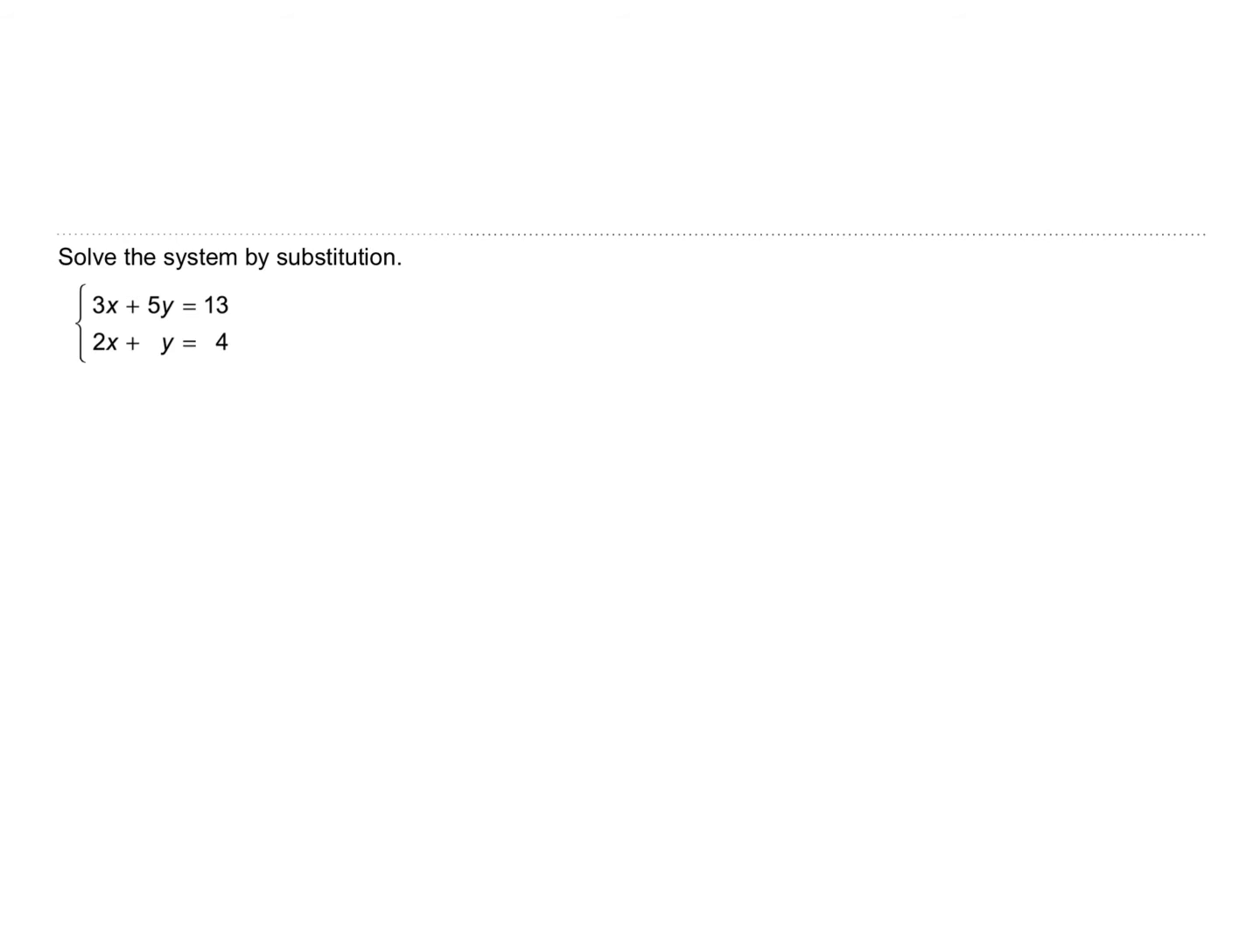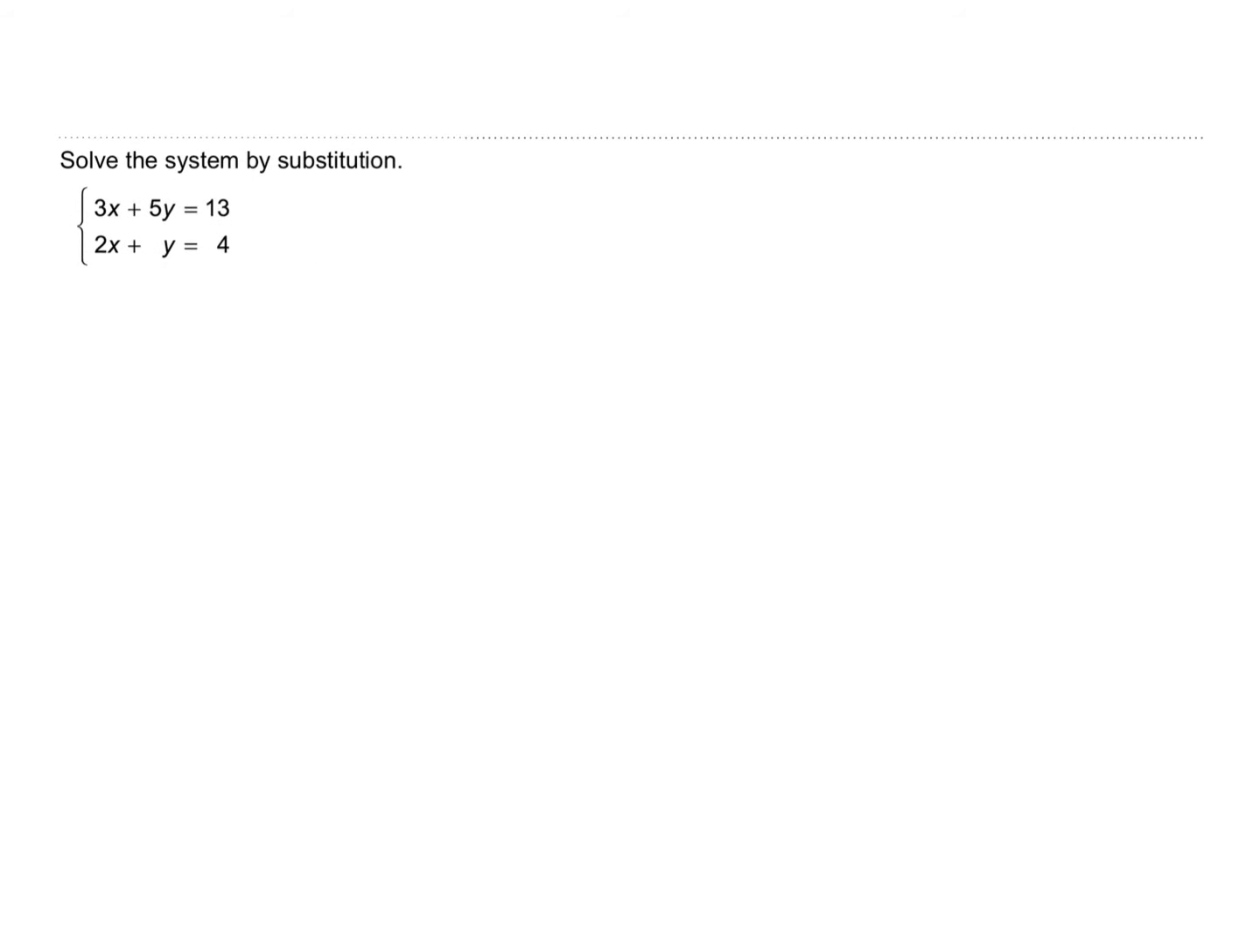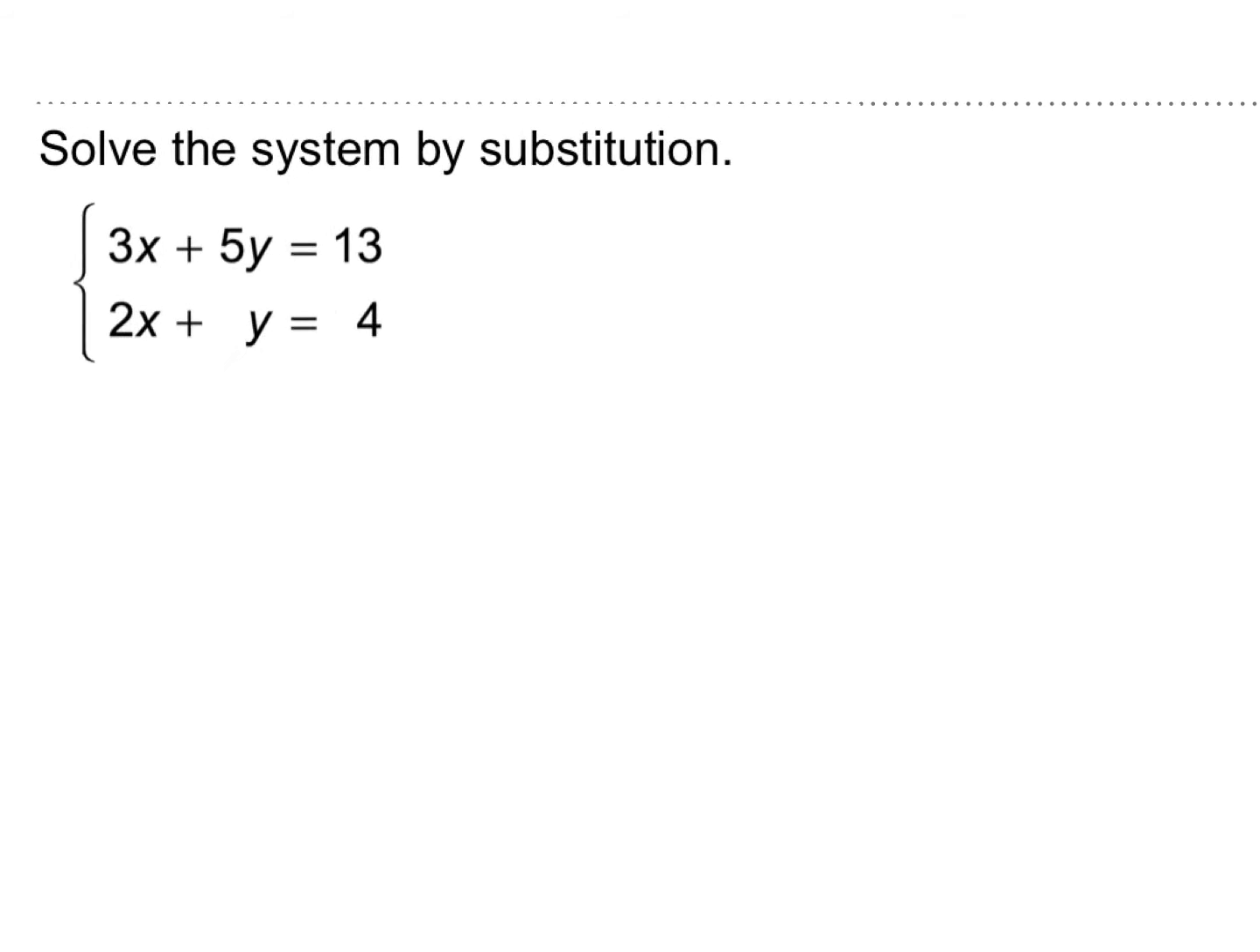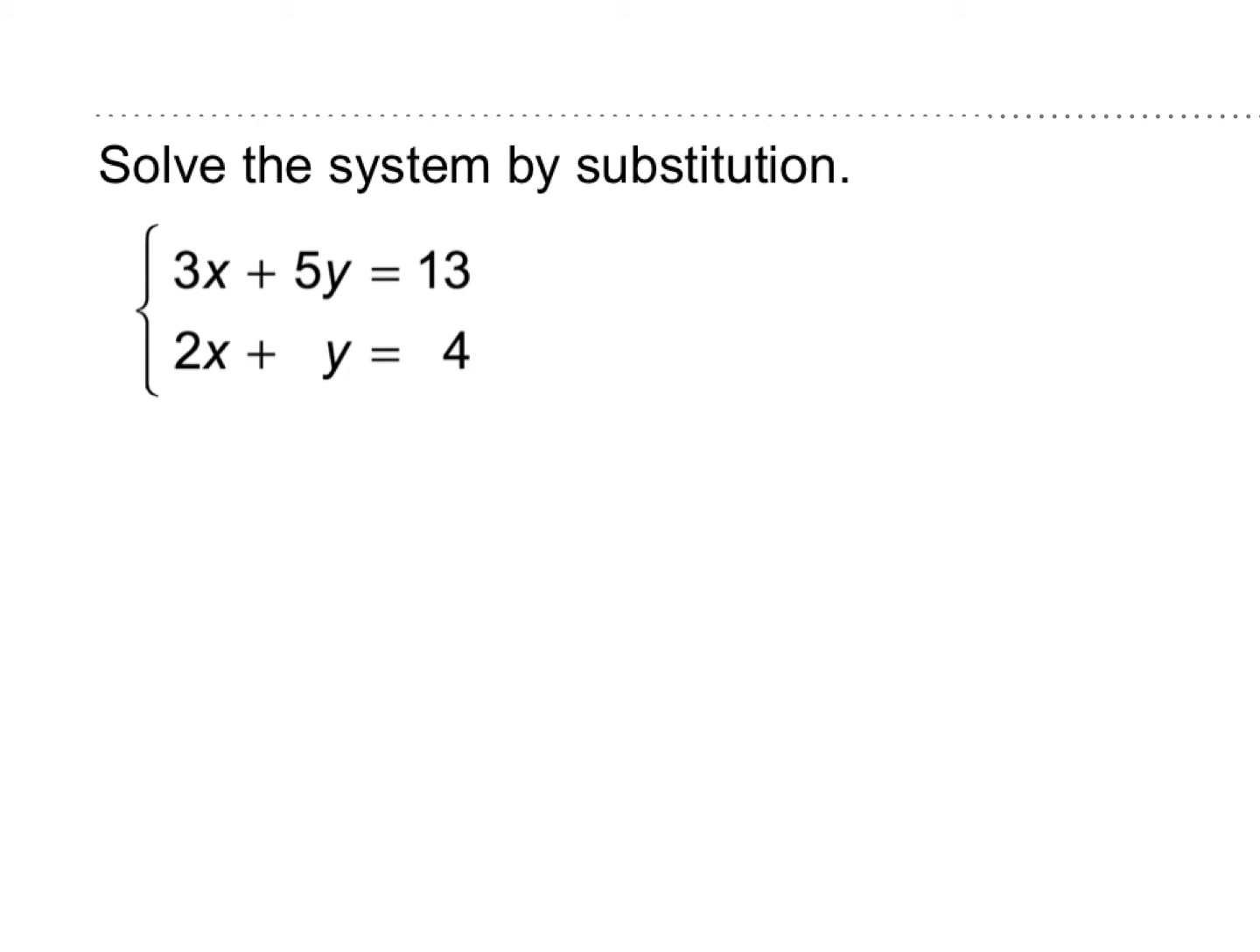Alright, so we have to solve the system by substitution. I always look for which variable doesn't have a coefficient in front of it, and that's the one I want to pick to solve for in that equation. So y here doesn't have a coefficient. So I'm going to pick this one to be y equals. So how do I move that 2x to the other side? Subtract 2x. So y is equal to negative 2x plus 4.